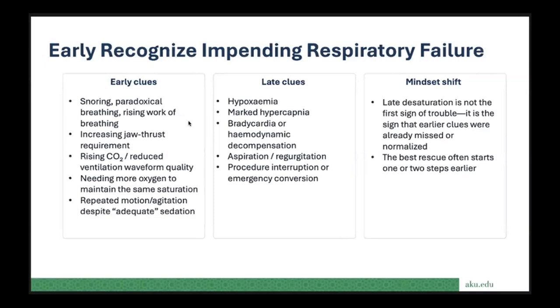So the teaching message is that desaturation is often not the first sign of trouble. It is the point at which the earliest signs were missed, minimized, or normalized. So excellent rescue usually begins before the monitor alarm becomes dramatic.